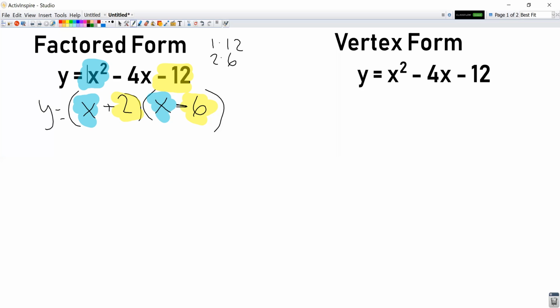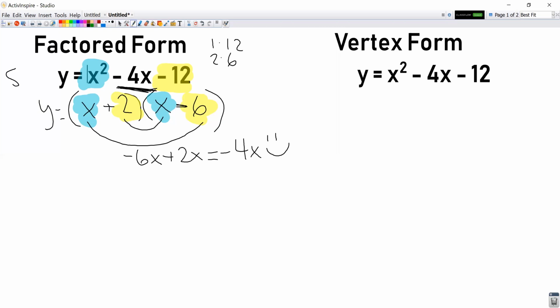So I'm going to check by doing outer times outer. X times negative 6 is negative 6x. Inner times inner, 2 times x is positive 2x. When I add these together, I get negative 4x, which is your bx right there in the middle. So I just converted from standard to factored form. This is my answer right here.